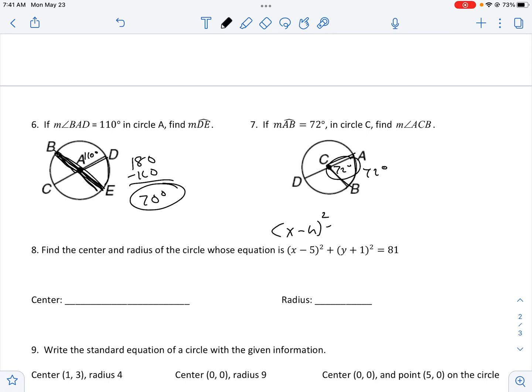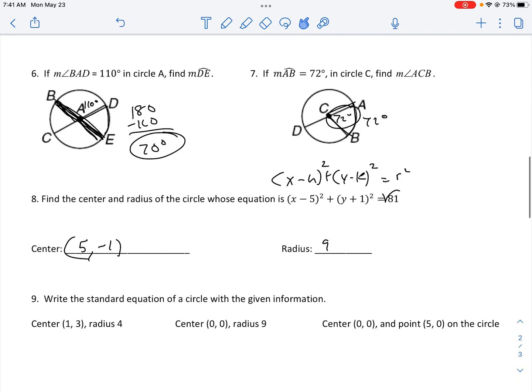The center is always x minus h squared plus y minus k squared, which equals r squared. So remember, this is just the opposite of what you think it should be. So center is at 5, -1. Take the square root of this to get you your radius, which is 9.